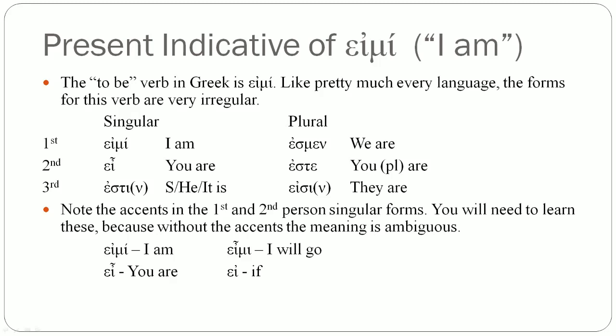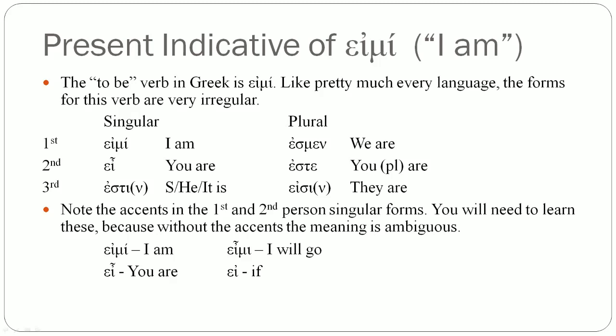Then moving to the plurals, first person plural, ἐσμέν, we are. Epsilon with a smooth breathing mark, sigma, mu, epsilon, nu. We are. Second person plural, epsilon with a smooth breathing mark, sigma, tau, epsilon, ἐστέ. This means y'all are. And the third person plural, epsilon iota with a smooth breathing mark, sigma iota movable nu, εἰσί or εἰσίν, they are.